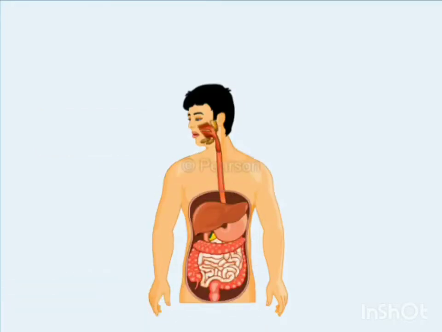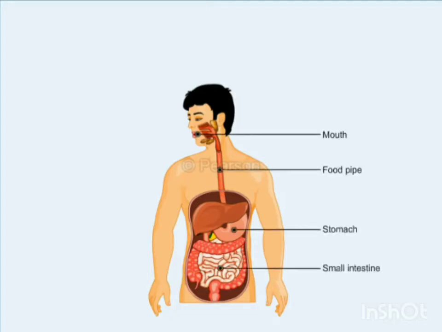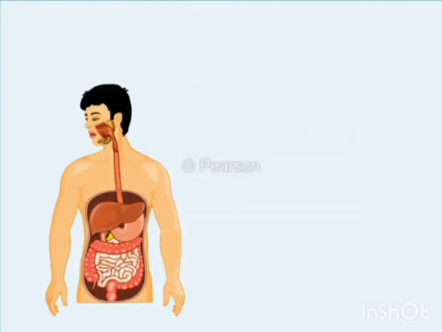So, here the different organs are included in the digestive tract. They are mouth, esophagus or food pipe, stomach, small intestine, large intestine, and anus. They all together make the digestive system, and they help in absorption and digestion of food. So let's see what is the tract of the digestive system.